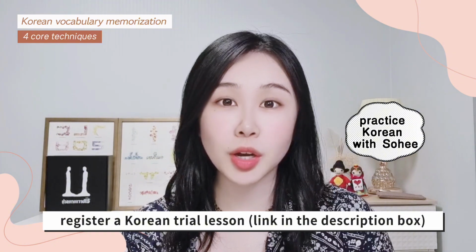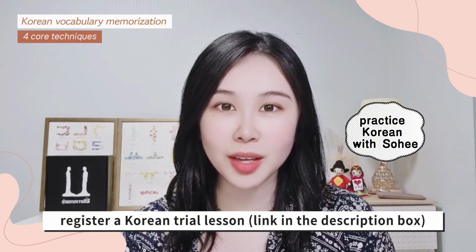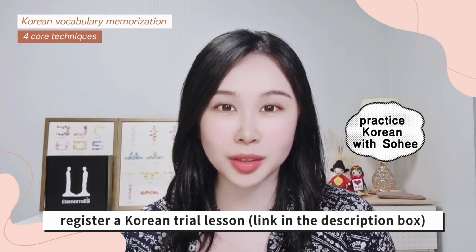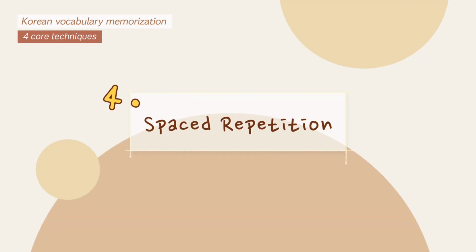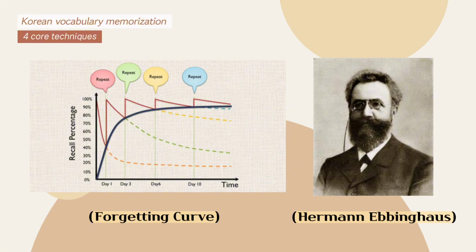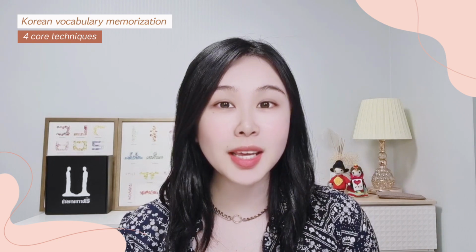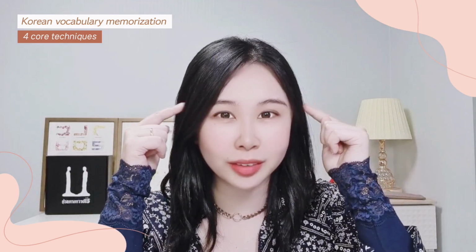Each time you try to recall something without looking, you're strengthening that neural connection. Spaced repetition. This method is all about when you review, not just how much. The idea comes from Hermann Ebbinghaus and the forgetting curve. Without review, you'd probably forget the word in a day or two. But if you review it just before you forget, then it can stick in your head way longer than you think.